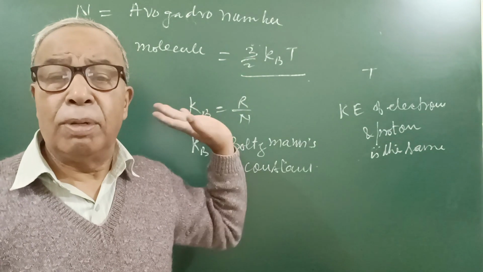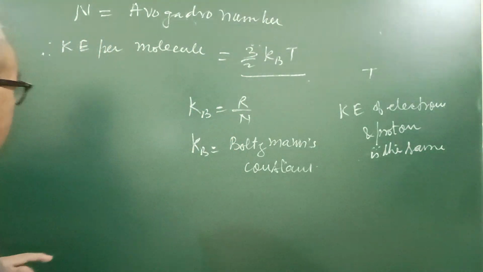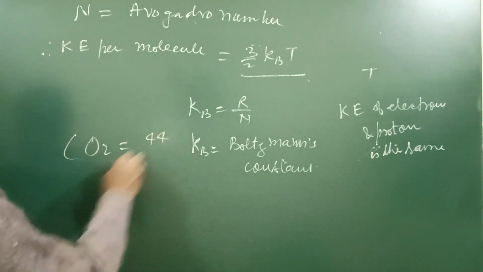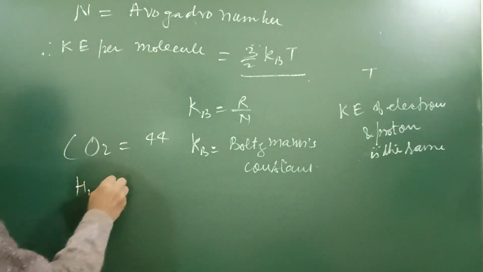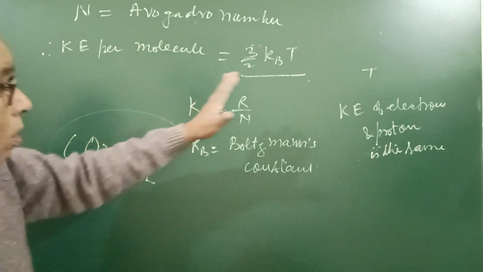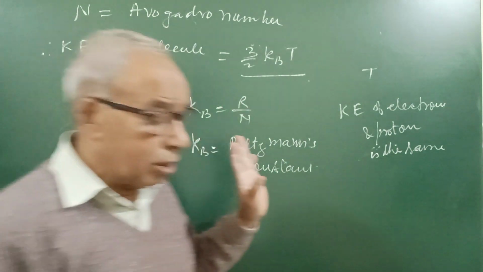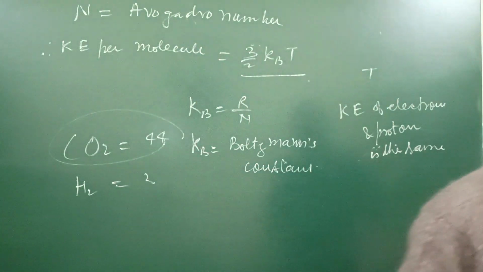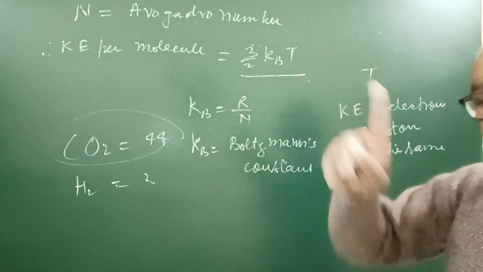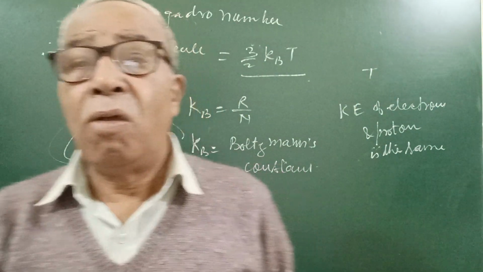Very important fact. Don't get confused, thinking there is a CO2 molecule with mass 44 and a hydrogen molecule with only 2, so it should have larger energy. No. From the kinetic theory of gases we have got that the kinetic energy per molecule or per particle is 3 by 2 k_B T. Remember, it is from the kinetic theory of gases.